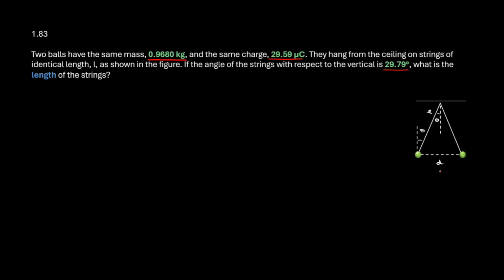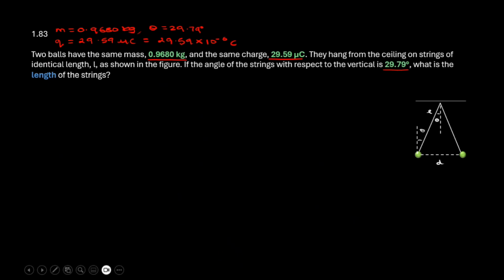So here you have two identical balls of the same mass m, that is 0.9680 kilogram, and they both have the same charge q, which is 29.59 microcoulomb. Microcoulomb you can write as 29.59 times 10 to the power negative 6 coulomb. And they both make an angle of theta equals 29.79 degree from the vertical when suspended by a rope. We need to find what is the length of this rope.